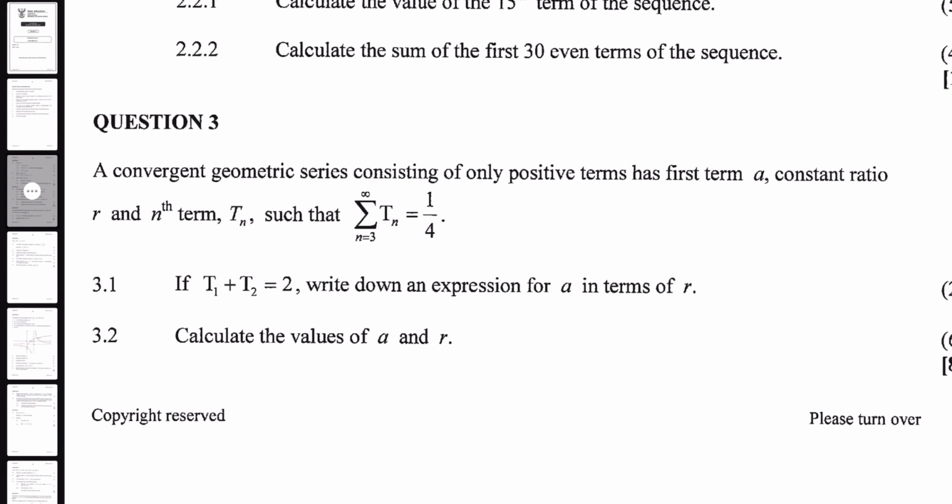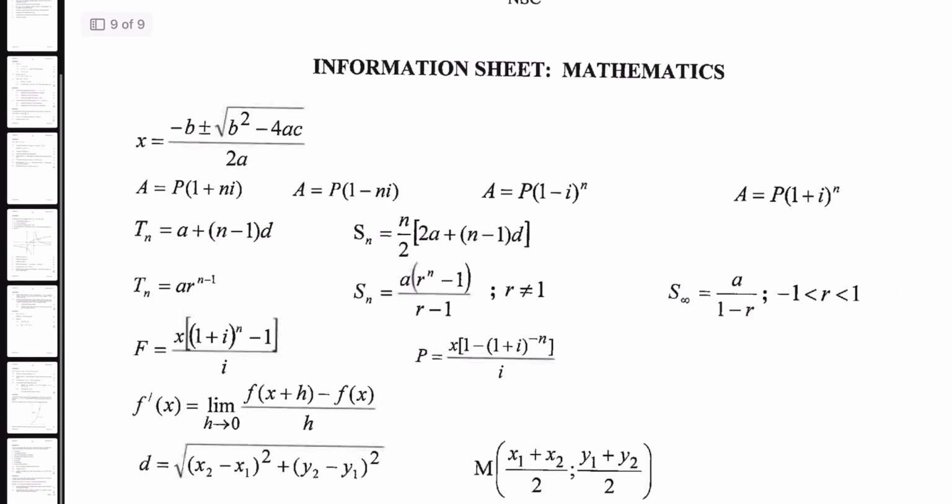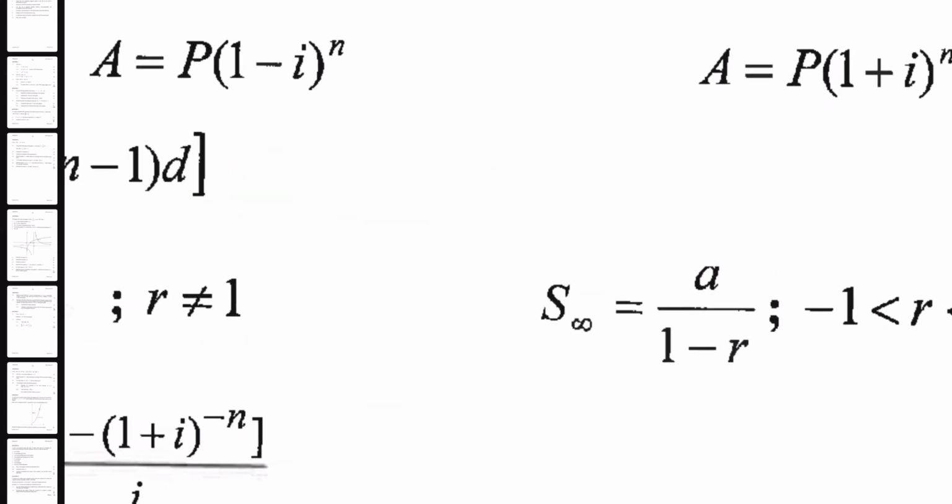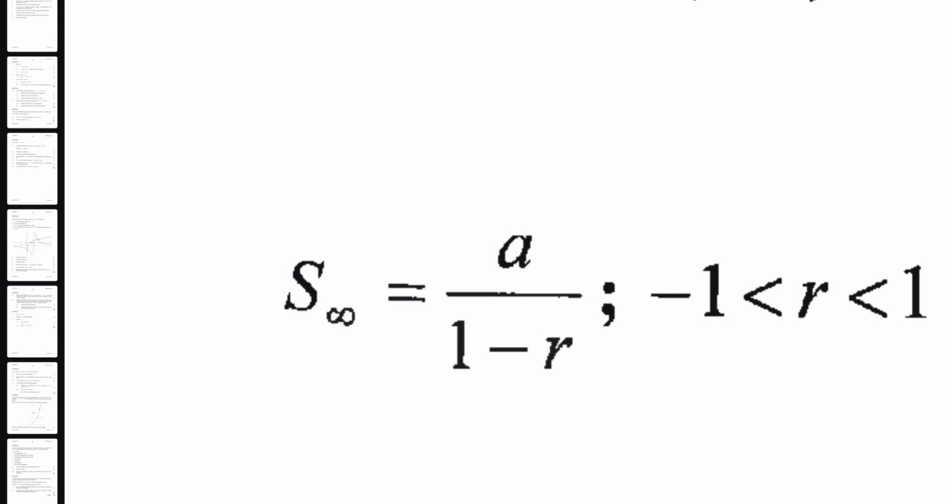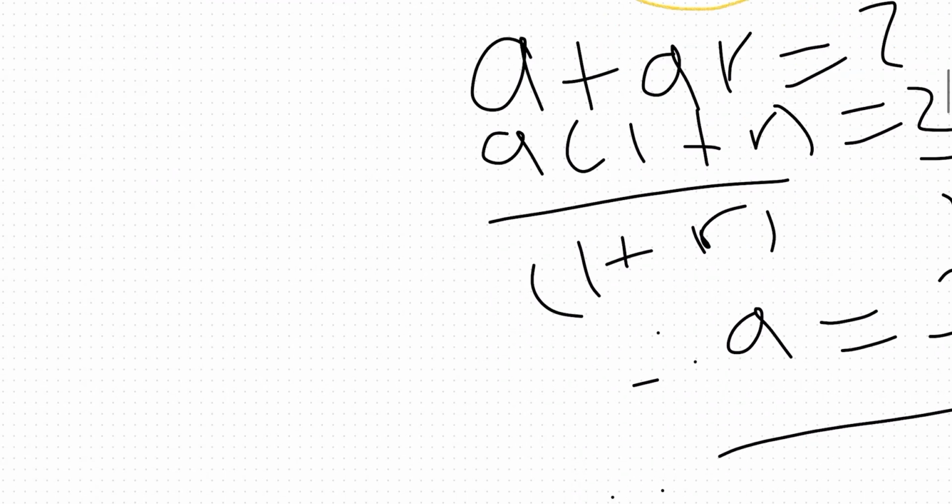You only know an equation. You're given an equation for sum to infinity, but from the third term. But generally, in the formula sheet, we're literally given a sum to infinity, which is this for a converging sequence. This is the sum to infinity that we know. So we can write this like this, 3.2.